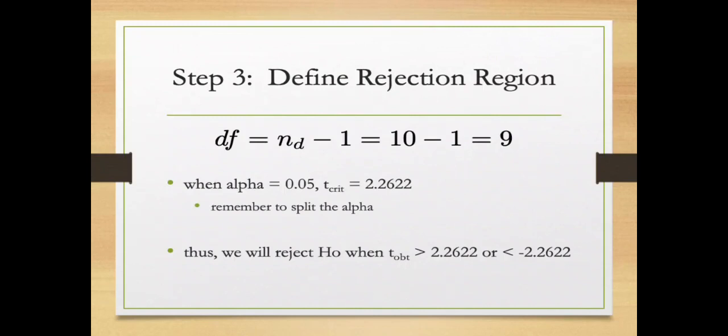Step number 3, we need to define our rejection region. We do this by first determining the degrees of freedom for the analysis. Since we have 10 participants in our repeated measures design, that means that we have 10 pairs of data and 9 degrees of freedom. We have an alpha of 0.05, and so the critical value is going to be 2.2622. Remember that we have to split the alpha in this example because it's a non-directional hypothesis. We will reject the null hypothesis whenever the obtained value of t is greater than 2.2622 or less than negative 2.2622.